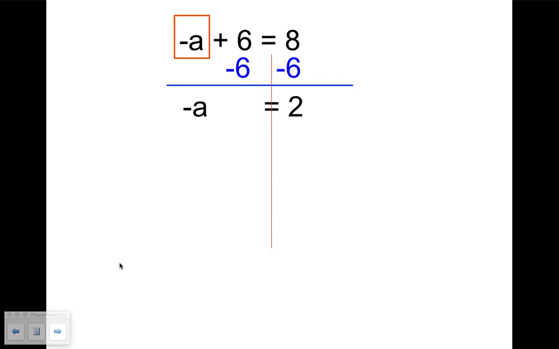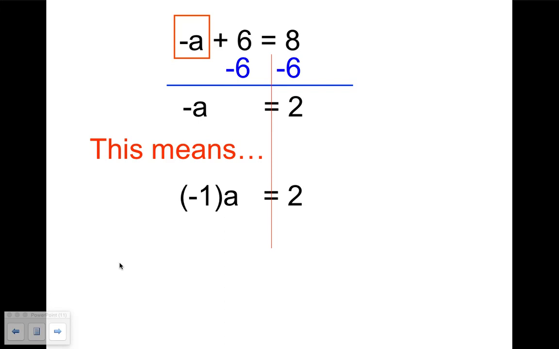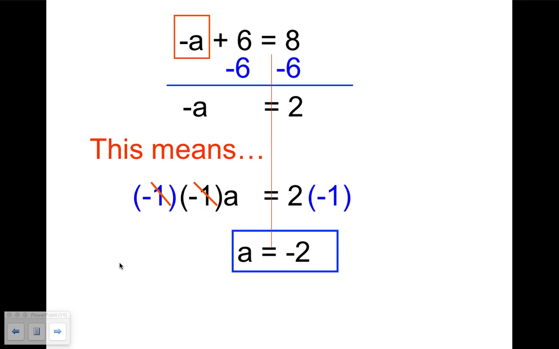Now, if the opposite of a equals 2, we need to find out what a equals. This means negative 1a. Okay, so the opposite of a, or negative a, you could think of that as negative 1a. And we talked about reciprocals recently. The reciprocal of -1 is -1, because -1 times -1 equals +1. So we have +1a, and on the right-hand side, 2 times -1 is -2. Notice that if the opposite of a is 2, then a is -2. So we took the opposite of both sides to get the final answer.